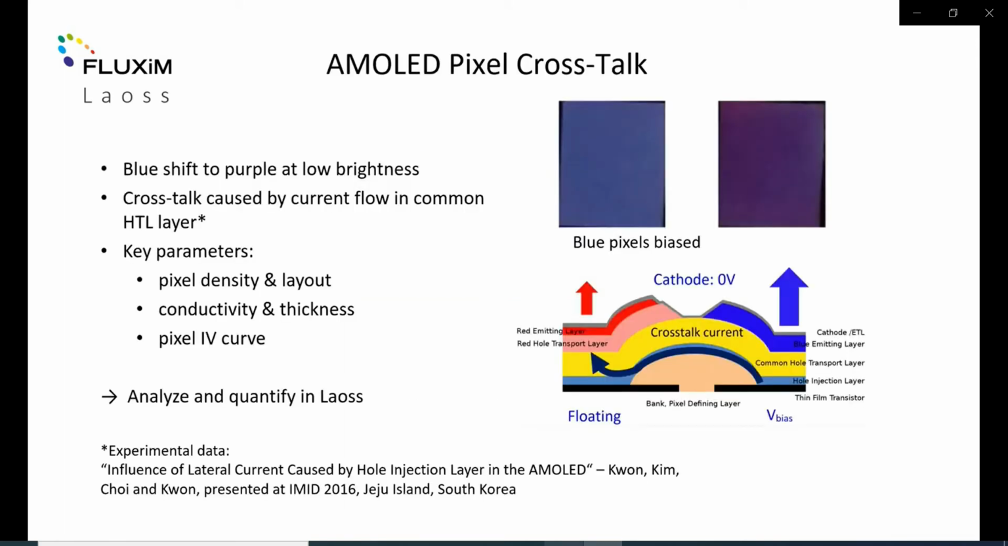The first example was inspired by experimental work by a group of the LG Display company. They switched on all the blue pixels in an AMOLED display. They observed that red pixels were also lighting up, turning the display purple. This unintended effect is well known as pixel crosstalk and occurs in displays which share some common highly conductive layer. The hole transport layer is shown in yellow. The key parameters are the pixel density and the layout, and also material parameters such as electron doping density. We have used LAOS in order to analyze and quantify this effect.